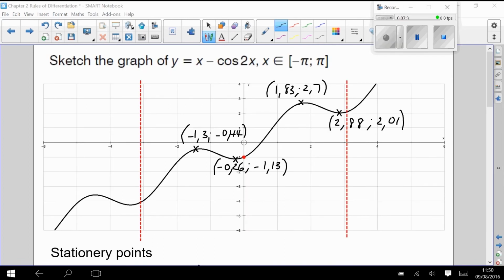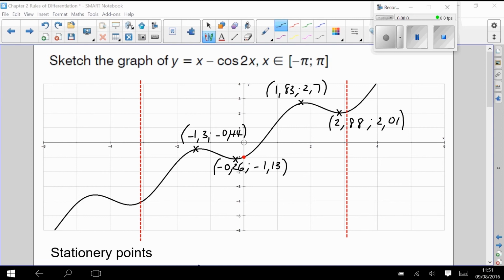Hopefully, when you got your answers, you realized that you had a local maximum when x was -1.3. By putting that x value back into my original function of y, I can find the y coordinate of -0.44, and I know that the point now for that local maximum turning point is -1.3, -0.44. Doing this for the other 3 turning points, you can gather the shape of your curve.